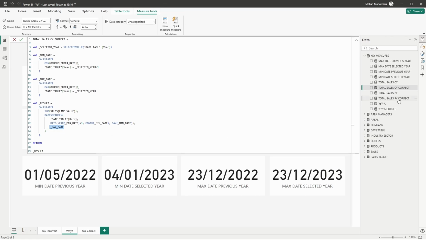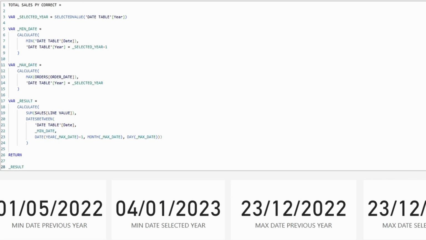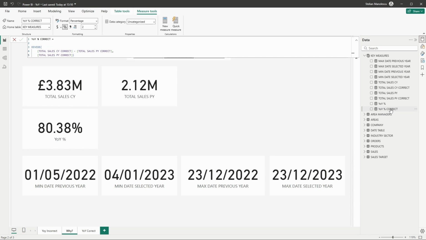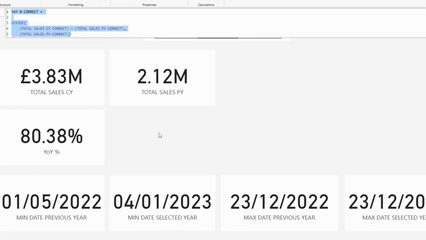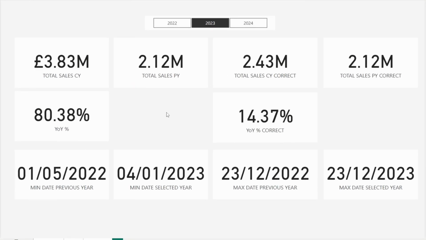Using the same principle, I calculate the total sales for the previous year, with the sole difference that I'm calculating for the dates between the minimum date and the maximum date of the selected year minus 1 year. Then of course I will use a separate measure that calculates the year-over-year percentage based on the new measures. And the results would look something like this.